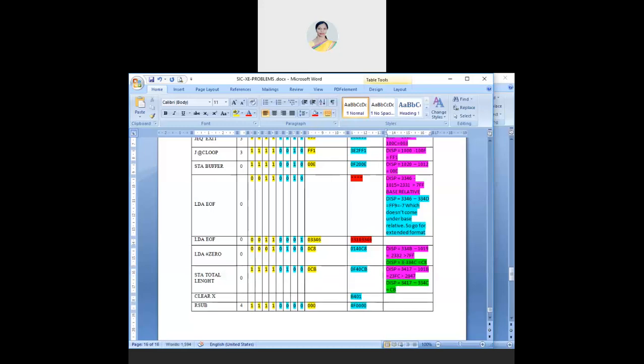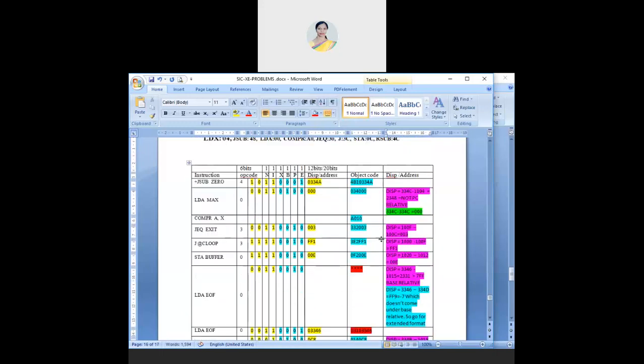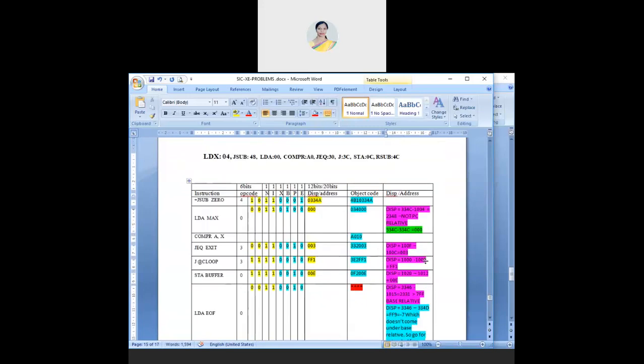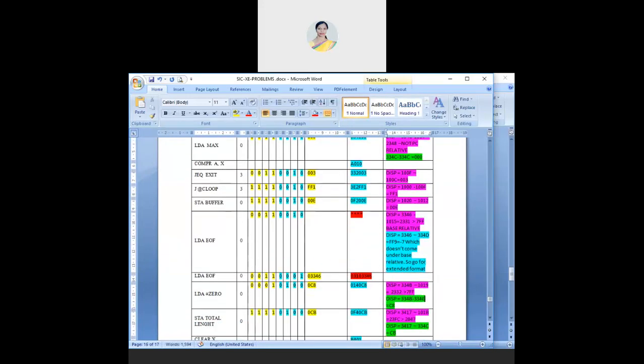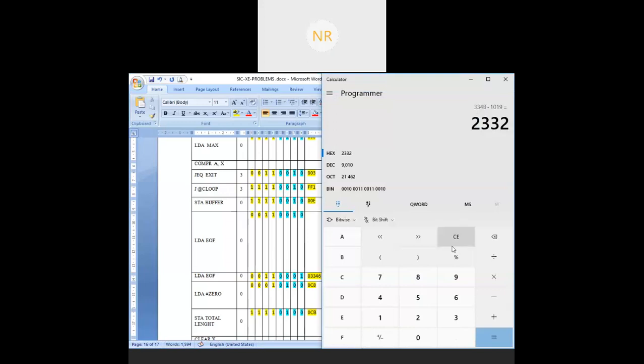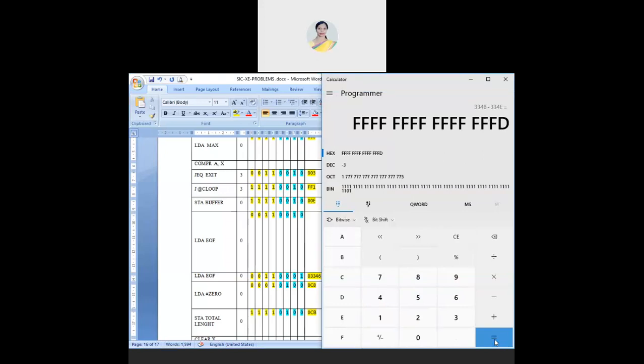So 334B minus the base, what is the base? 334E. What is this value? FFD. So 334B minus 334E is minus 3. So this also doesn't come under base relative. Again, you have to go for the extended format. Okay, fine. So that's why.